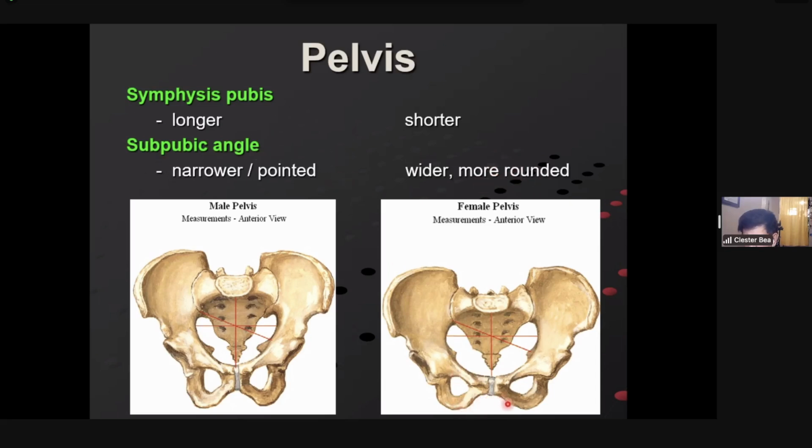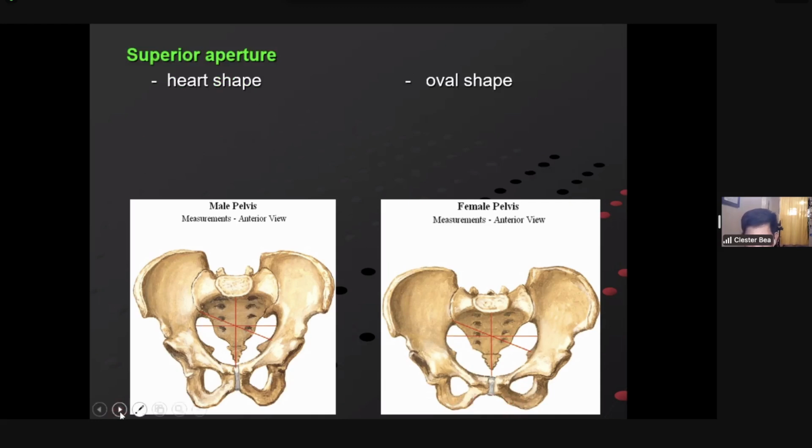Ito po, ito. Okay? Yung nasa baba na yan. More rounded in the female, and you will compare to a more angulated, sharply angulated subpubic arch in the male. Again, more conducive for childbirth. Okay? The superior aperture, ito po, yung opening na to, yung what we describe as the pelvic inlet. Yung shape daw niya in the male is heart shape, while it is oval shape in the female. Again, another feature conducive for the passage of the baby's head during childbirth or parturition.